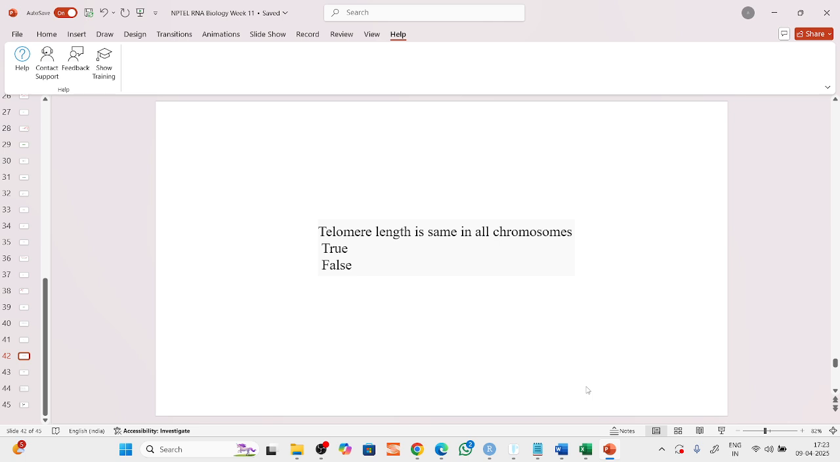No, because some cells are dividing fast. The cells which are dividing fast, their telomere length will get shortened quickly, whereas cells which are dividing slowly, their telomere length will shorten less quickly. Then there are tumorous cells. Will the telomere length in a somatic cell, a germ cell, or a tumorous cell be the same? No. Telomere length would be more in a germ cell or a cancerous cell than in a somatic cell. So we can say that telomere length is not same in all chromosomes.